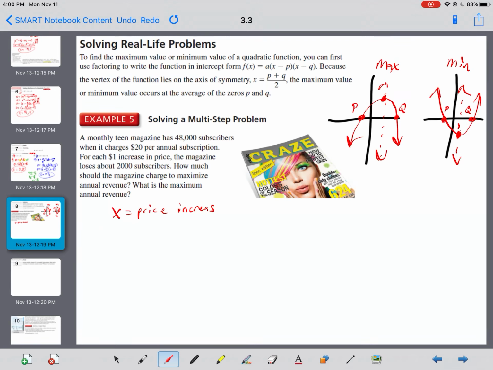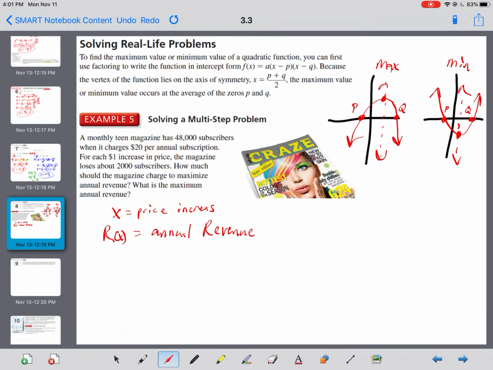Okay, X equals the price increase. So that's by how many increases you do for every $1 you go up. That's X, right? The base price is 20. And then we're going to say, as they do in the book, we can call it R of X. The reason they're calling it R is because it's the total revenue, or how much money they make. R of X is the annual revenue.